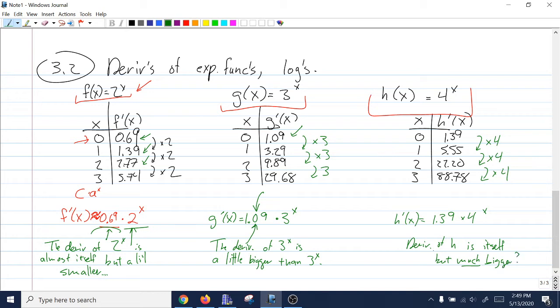So it seems like there's a continuous spectrum here, that for every number there is a constant out front that tells you what the derivative of that number to the x is. The derivative is itself but off by a little bit. And hey, somewhere between 2 gives you a function a little smaller than itself. 3 gives you a function a little bigger than itself.